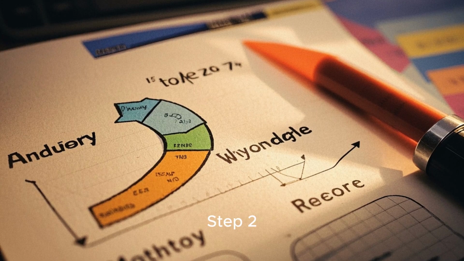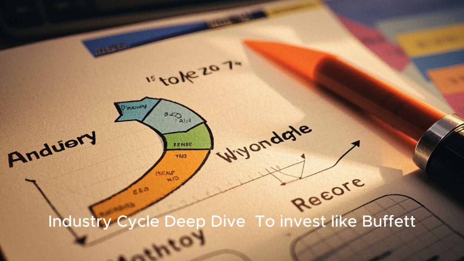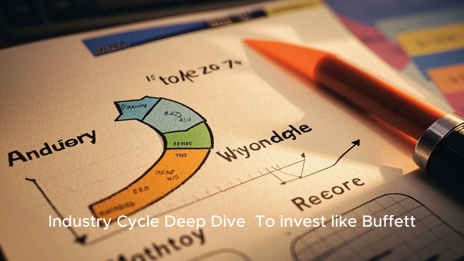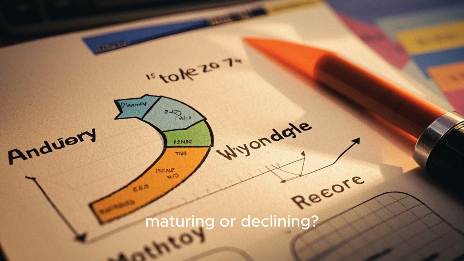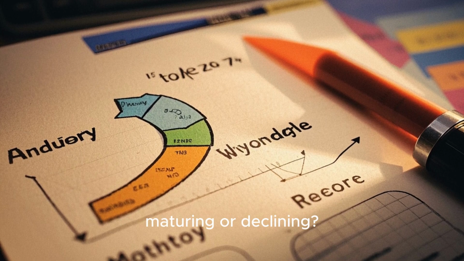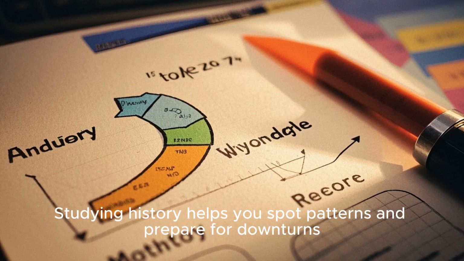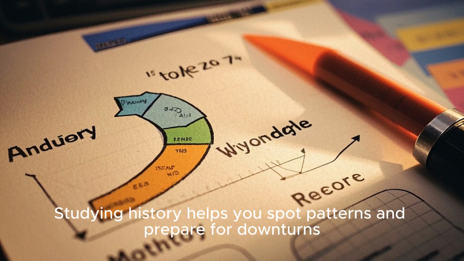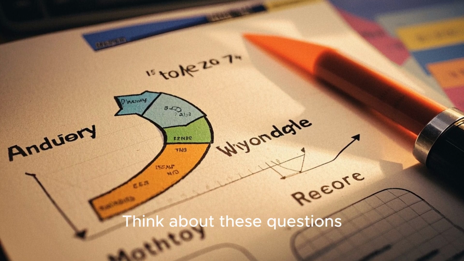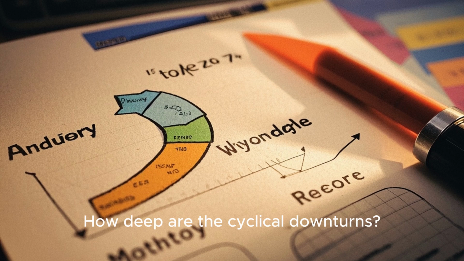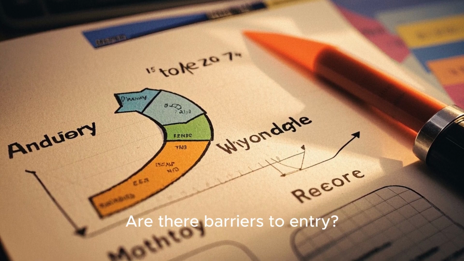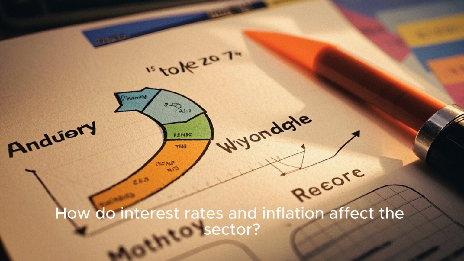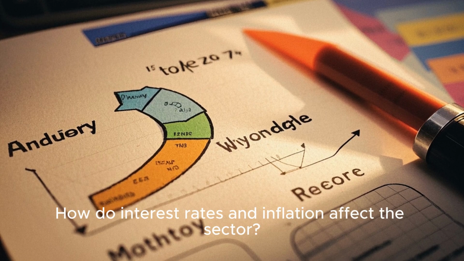Step 2. Industry Cycle Deep Dive. To invest like Buffett, you must know the industry cycle. Is the industry growing, maturing, or declining? Studying history helps you spot patterns and prepare for downturns. Think about these questions. How deep are the cyclical downturns? What are the key drivers of supply and demand? Are there barriers to entry? How do interest rates and inflation affect the sector?